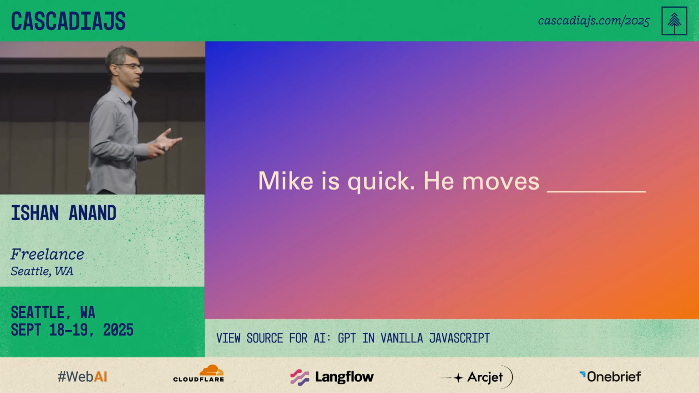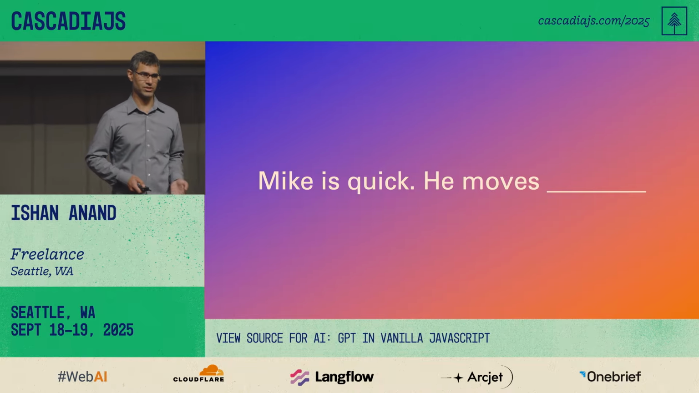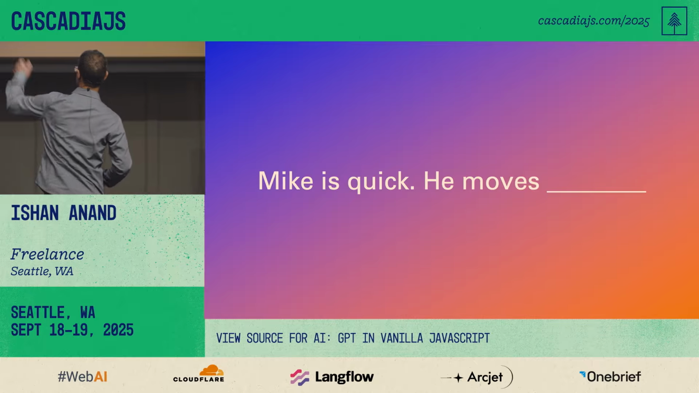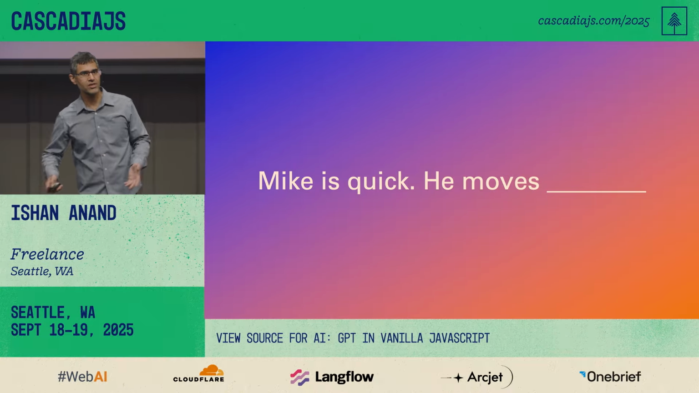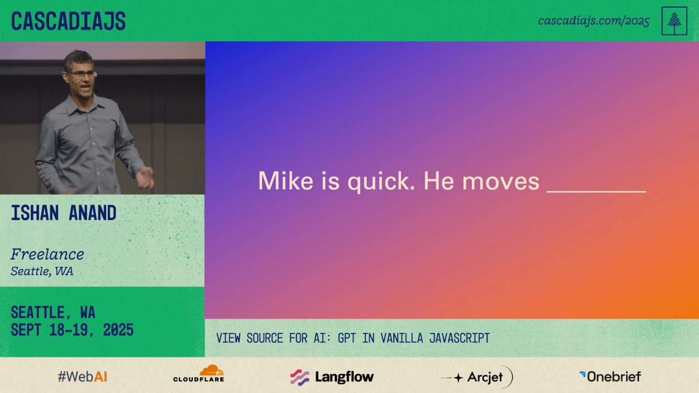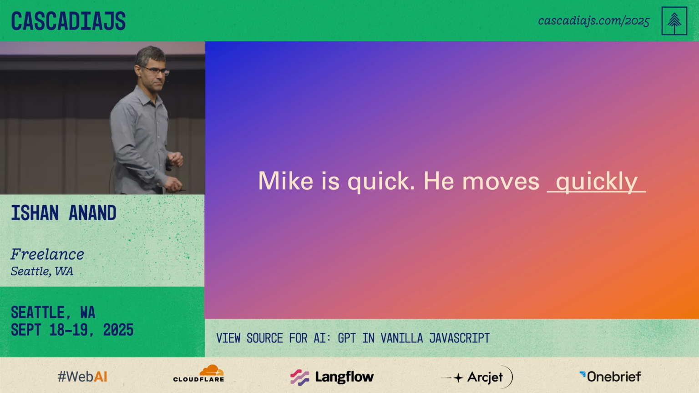So let's begin with what you're probably already familiar with. A large language model is really a giant autocomplete engine, right? You're given passages like this one, "Mike is quick, he moves," and we ask it to fill in the blank. Now, as a human, you know a reasonable answer might be the word "fast," or maybe the word "quickly," but how do we get a computer to do that?